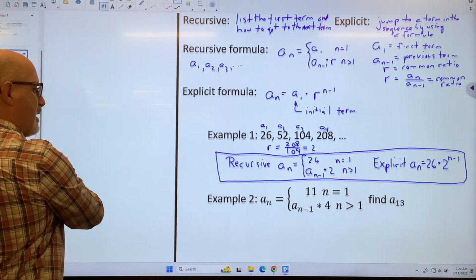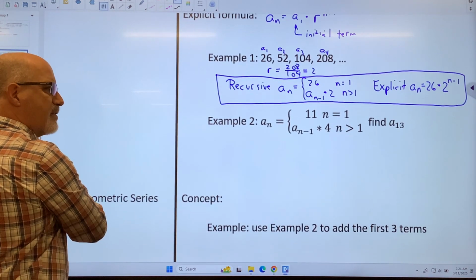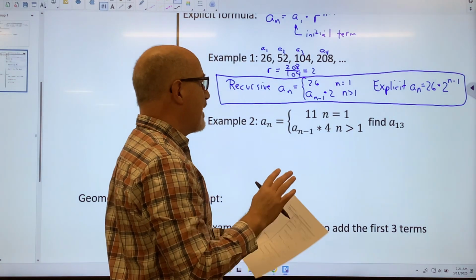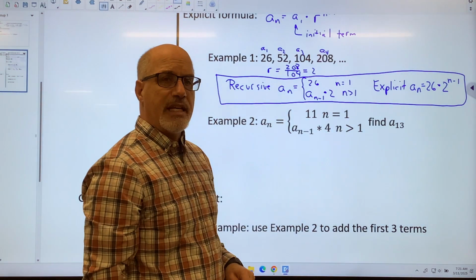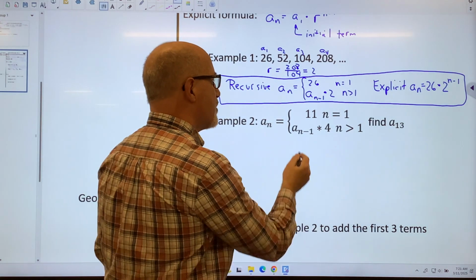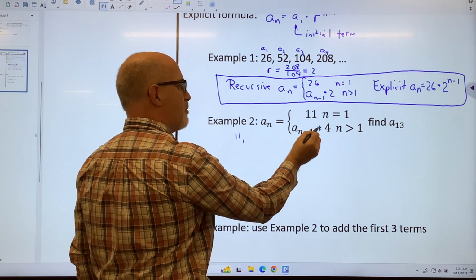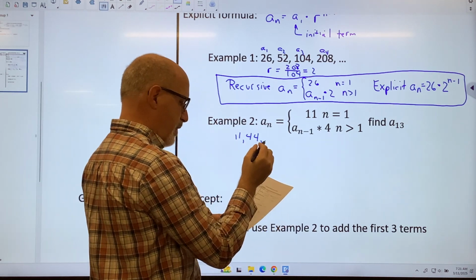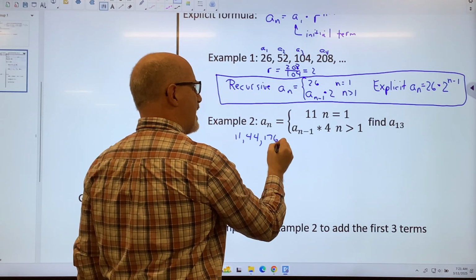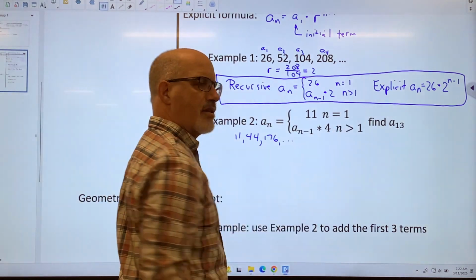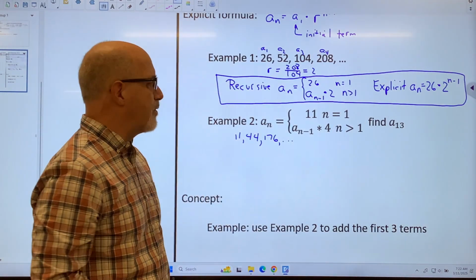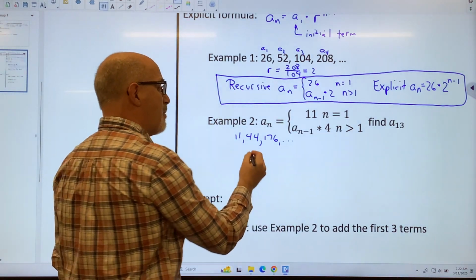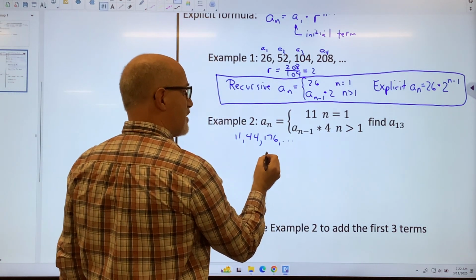All right, now the next example gives us the information in the recursive formula, and let's say that we want to find a sub 13, the 13th term. Now you could start at 11, and this says multiply by 4, so that'd be 44 for the next term, and then multiply by 4 again, and you get 176, and we keep going. You could go all the way out to the 13th term, using the recursive formula. But it's usually quicker to jump to the 13th term by finding the explicit formula.